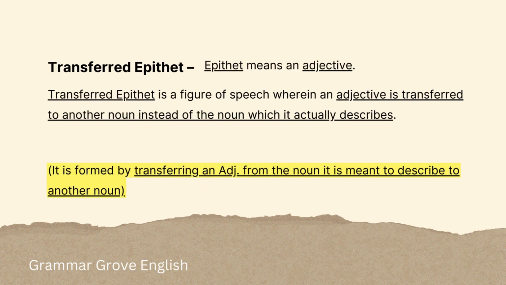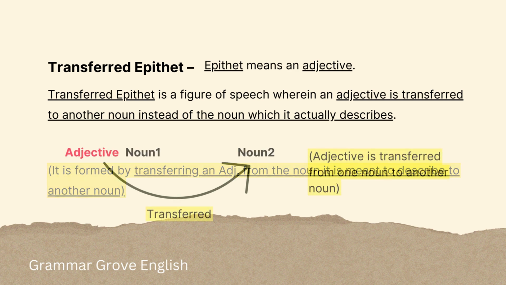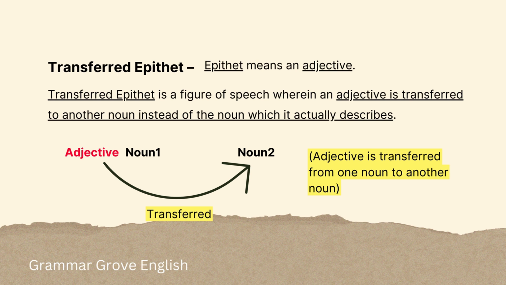Next, we have transferred epithet. Epithet means an adjective, and transferred epithet is a figure of speech that is formed by transferring an epithet, an adjective, from the noun it is meant to describe to another noun. So maybe you have an adjective that describes a noun, but when we remove it from that noun and transfer it to some other noun, then it is called transferred epithet. We transfer the adjective from one noun to another. That is called transferred epithet.